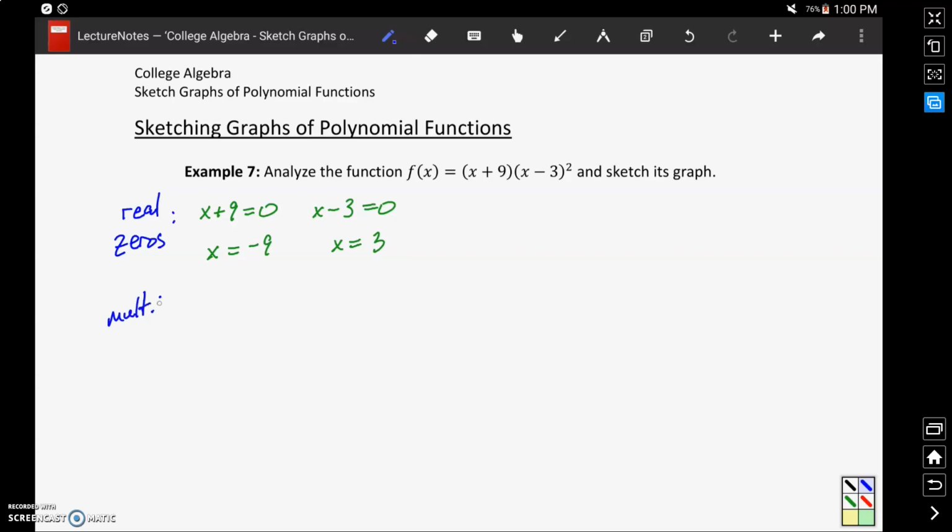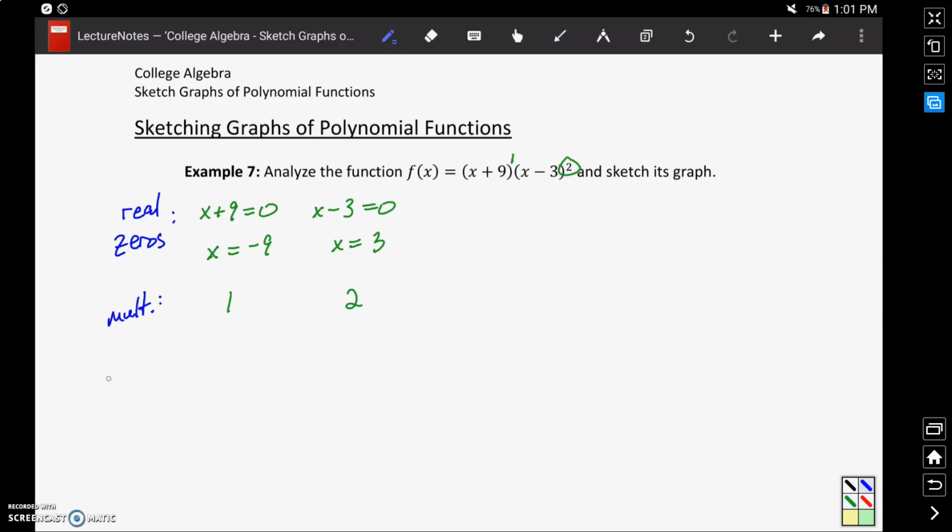We want to consider the multiplicities of these zeros. We have x plus 9 to the first power, so we have a multiplicity of 1, and x minus 3 squared, so we have a multiplicity of 2. Keeping in mind that odd multiplicity means our function will cross over the x-axis, and that even multiplicity means that our function will touch the x-axis and then curve away without crossing over.